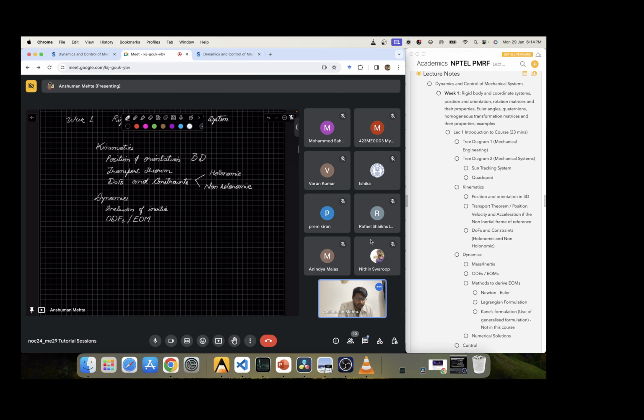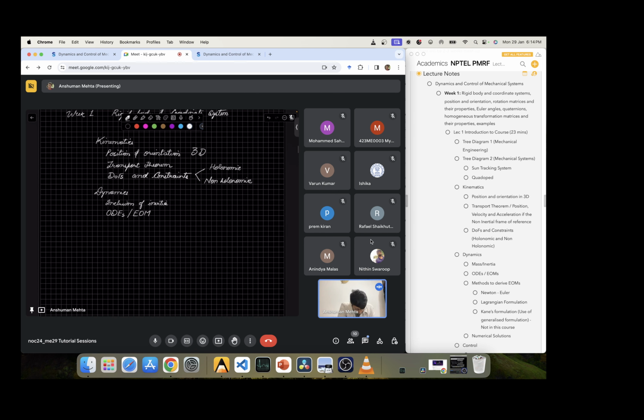Next is, once you have the equation of motion, now there are different methods to derive this equation of motion, some of which are Newton laws, then Hamilton's principle. After that, it's a Lagrangian formulation, followed by, or another method is Kane's formulation.